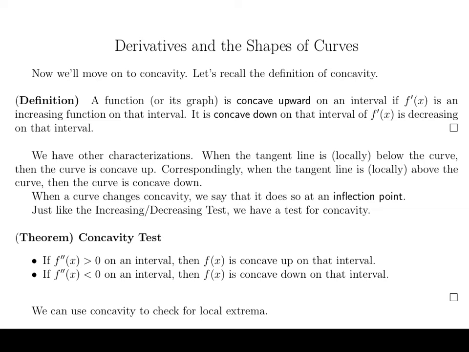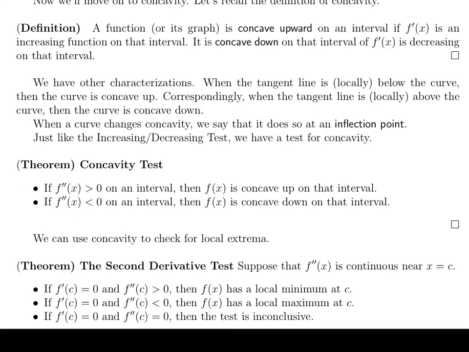Now, as it turns out, we can actually use concavity to check for local extrema. And so now this is following up on our description of the first derivative test. Here what we have is the second derivative test. So this says that suppose we have a second derivative which is continuous near a point x equals c. If the first derivative is 0, making it a critical point, and the second derivative is positive, then what we have is a local minimum, because it's concave up. If the first derivative is 0, and the second derivative is negative, then we have a local maximum.